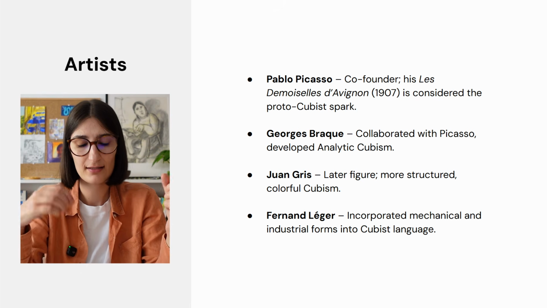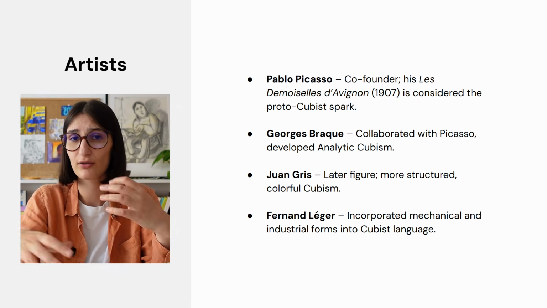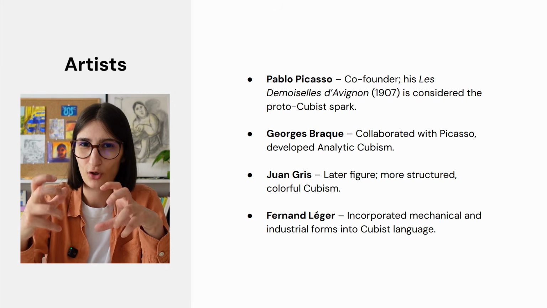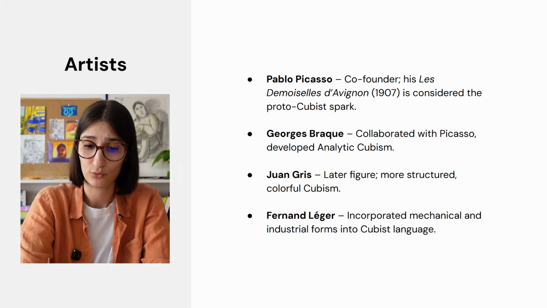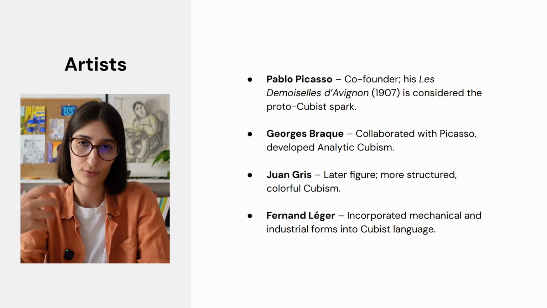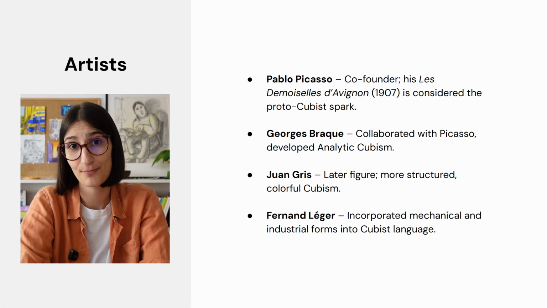Then Juan Gris, a Spanish painter who appeared later. He had a more structured and colorful approach to painting. And then Fernand Léger, who incorporated mechanical and industrial forms into the Cubist language. Now I'm going to show you some important masterpieces.